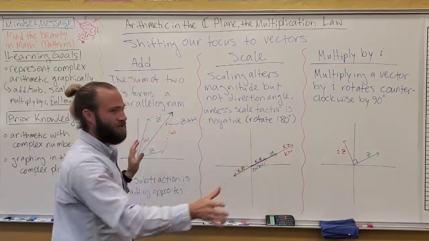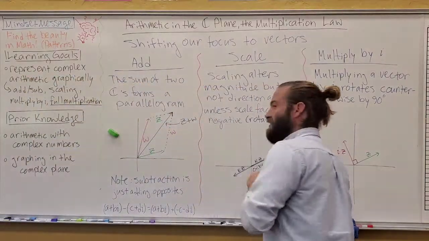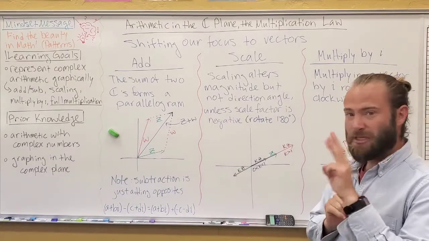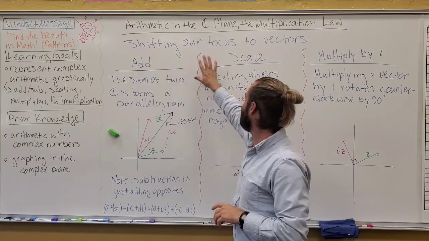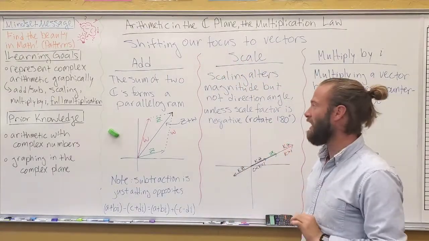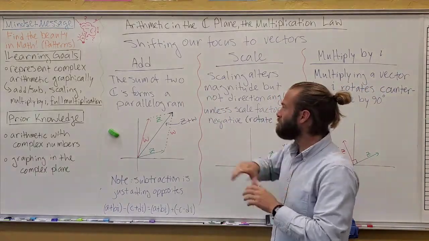Now I have three reminders. There's three theorems that we learned in Algebra 2 with graphing complex numbers, and three specific operations: adding, scaling, and multiplying by i. So just only by i. So these are the things that should still be in your notes though, again.